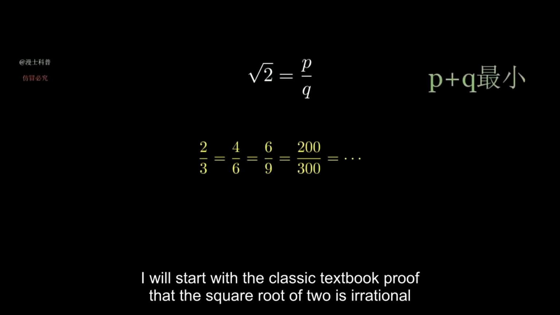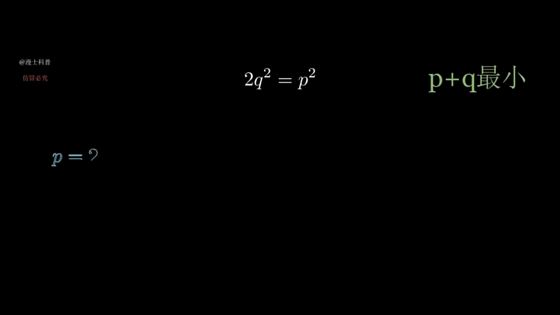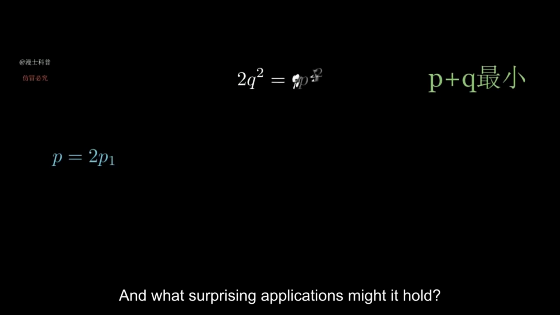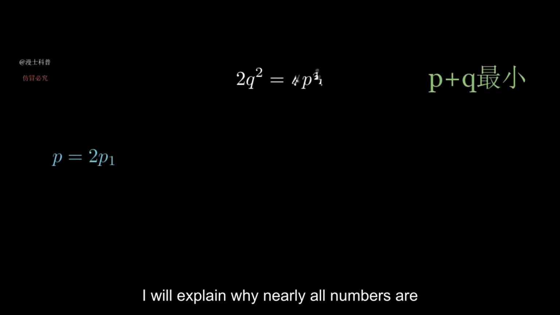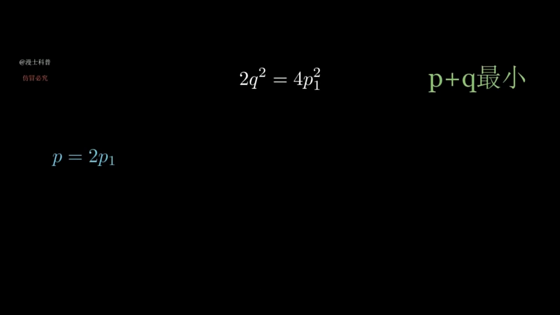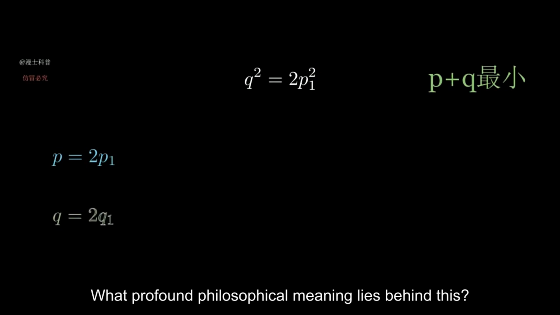In the next video, I will start with a classic textbook proof that the square root of 2 is irrational, unveiling the profound mystery behind this seemingly elegant demonstration, the method of infinite descent. What exactly is it? And what surprising applications might it hold? Moreover, I will explain why nearly all numbers are, in fact, irrational. Why does a 1 centimeter line segment contain as many points as the entire Earth? What profound philosophical meaning lies behind this?